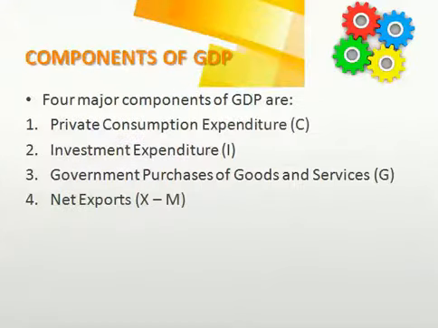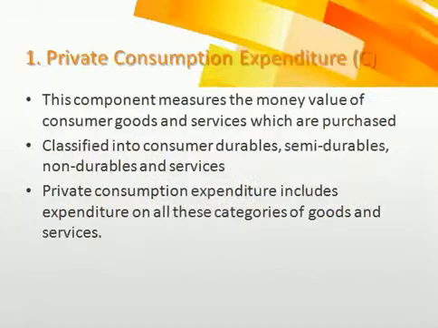Next, I come to components of GDP, and this is the last part of this module. Gross domestic product has four major components. First is private consumption expenditure, investment expenditure, government purchases of goods and services, and net exports. Net exports means whatever we are exporting minus the imports. This value can be negative, this value can be positive. In the case of the Indian economy, generally net exports are negative. So let's begin with the first one.